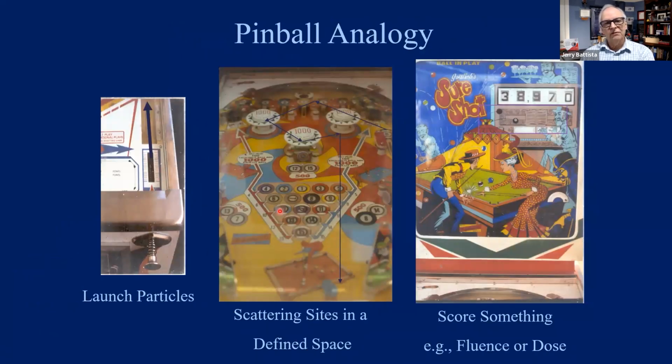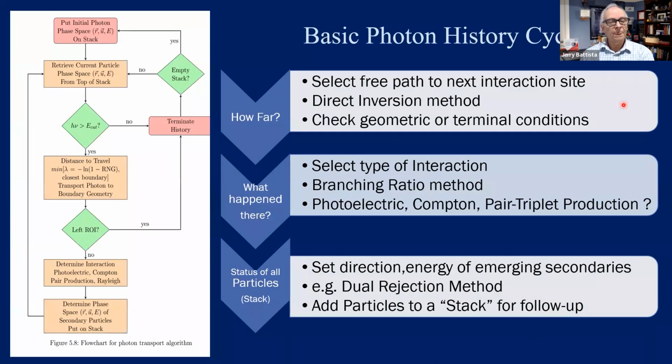This is an analogy if you have trouble with this method. Basically, you launch particles, they interact and scatter throughout the patient, and then you score the result. That could be the dose, for example. I won't bore you with this flow chart here. I put it there just for your reference.